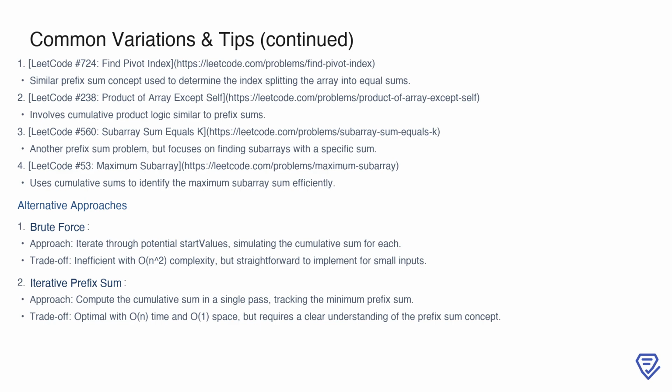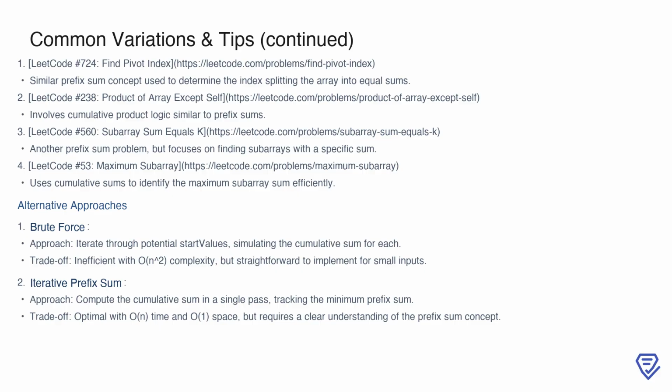For instance, problem number 724, find pivot index, involves a similar prefix sum concept where the task is to find an index that splits the array into two parts with equal sums. Another example is problem number 238, product of array except self, which involves cumulative product logic but follows a similar prefix style approach. Then there's problem number 560, subarray sum equals k, where the focus shifts to finding subarrays that sum up to a specific value, again relying on prefix sums. Finally, problem number 53, maximum subarray, uses cumulative sums to efficiently identify the subarray with the largest sum.